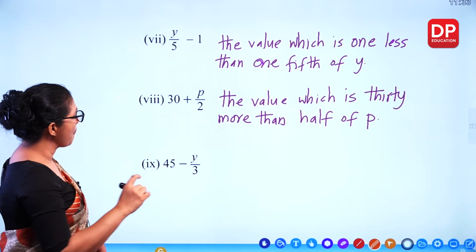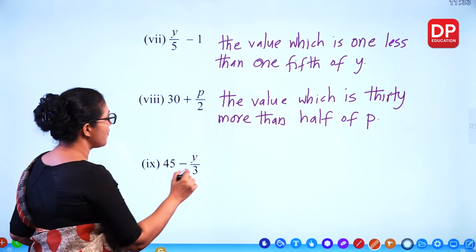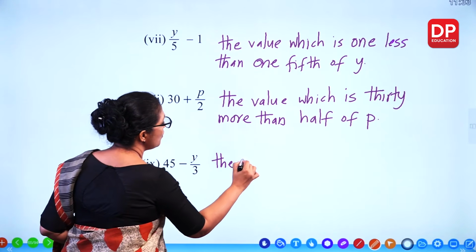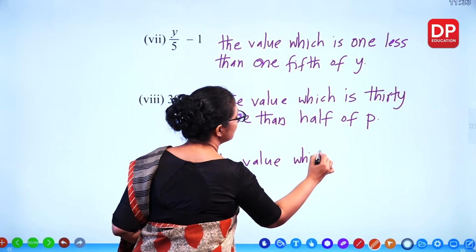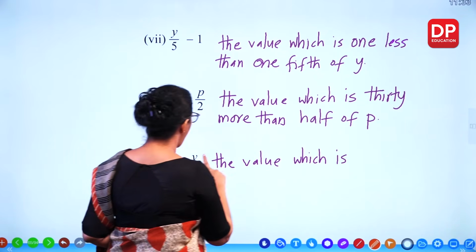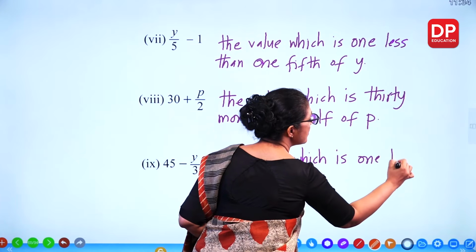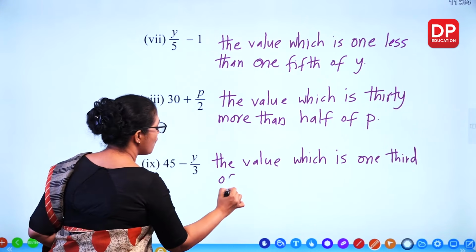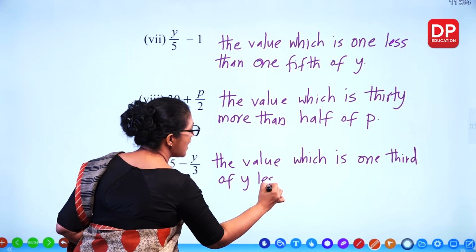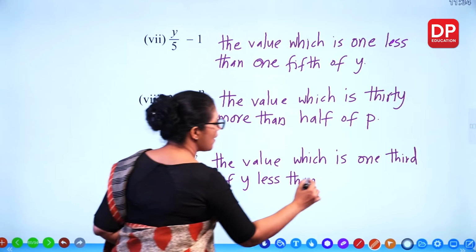Now this one, this part is less than 45. So we can write the value which is 1/3 of y less than 45.